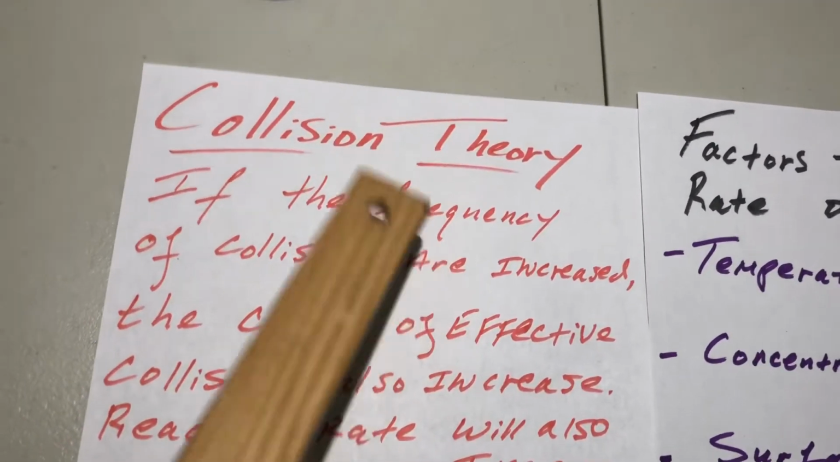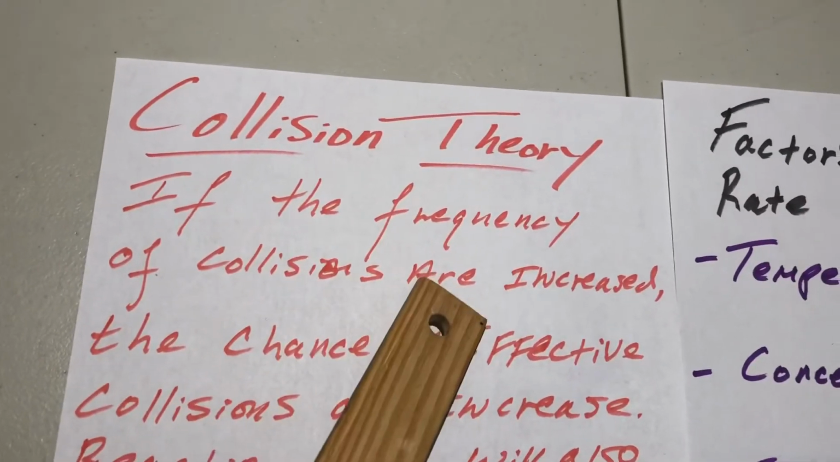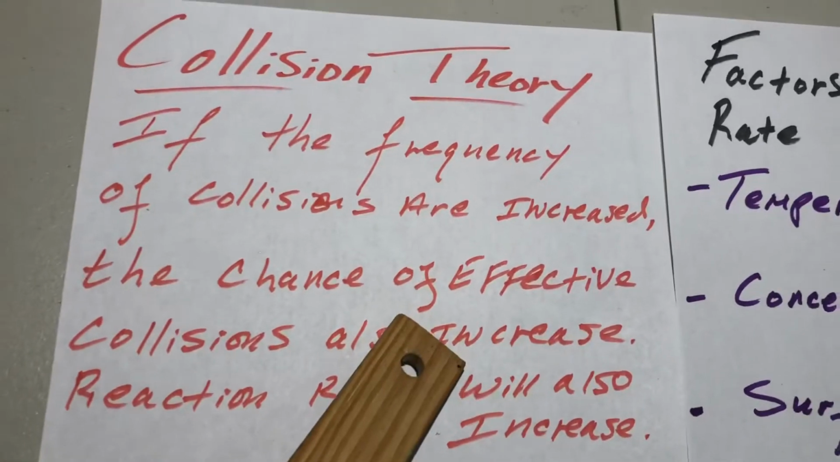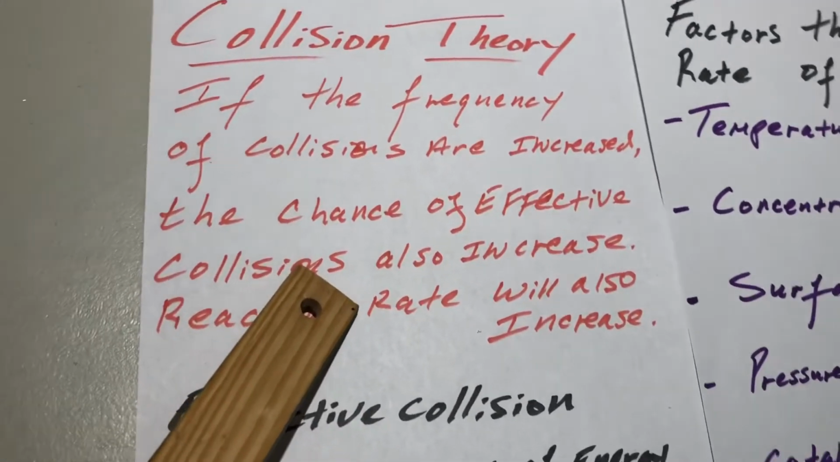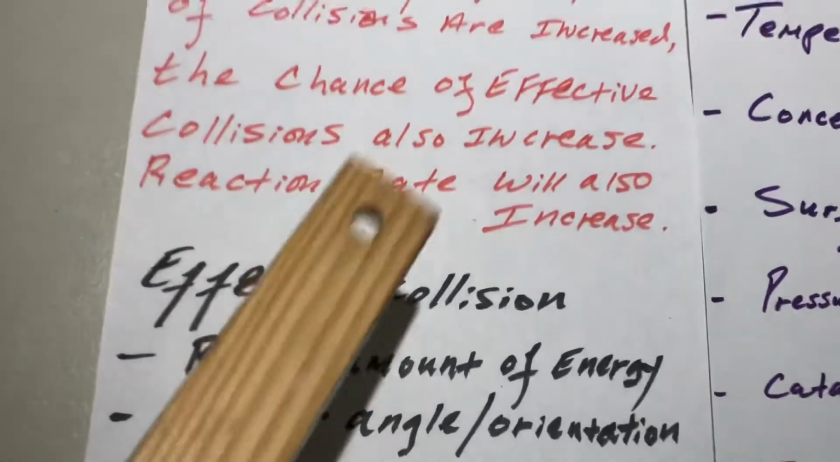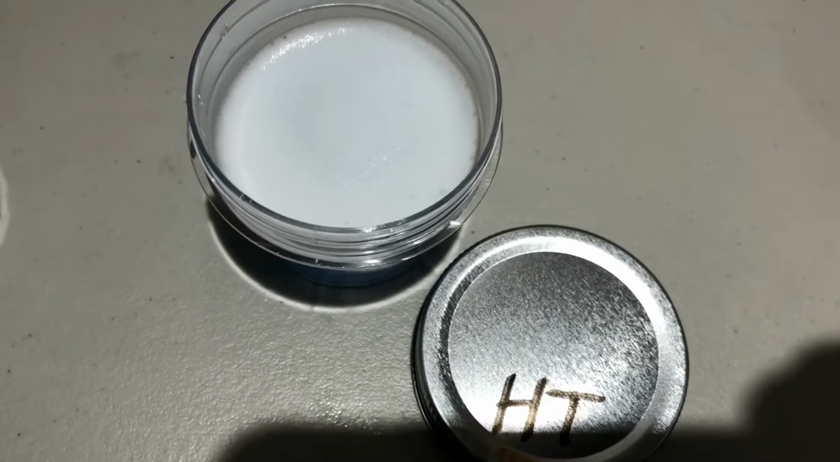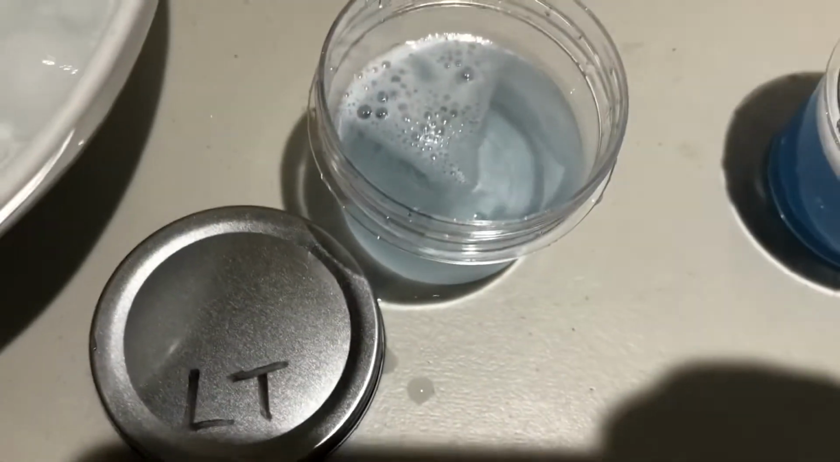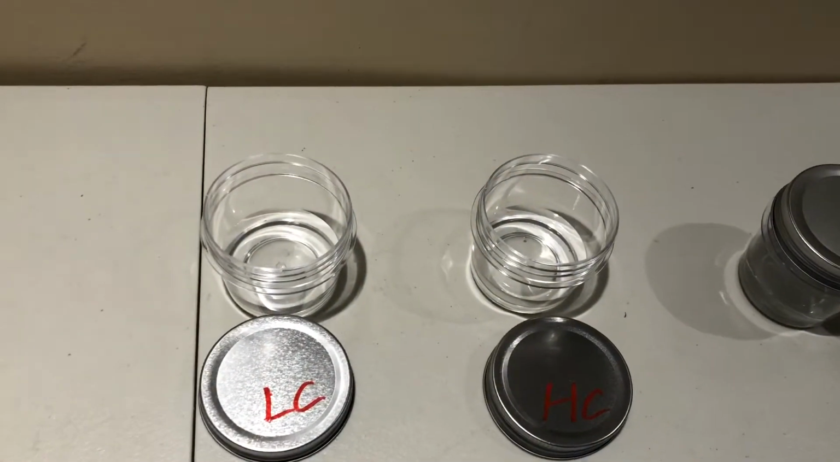And remember, when you increase the frequency of collisions, you also increase the chance of effective collisions. And when you increase the chance of effective collisions, your reaction rate will go up. So once again, that's why this particular higher temperature water with a pill in it is much more rapid than this one with a lower temperature. Okay, cool.